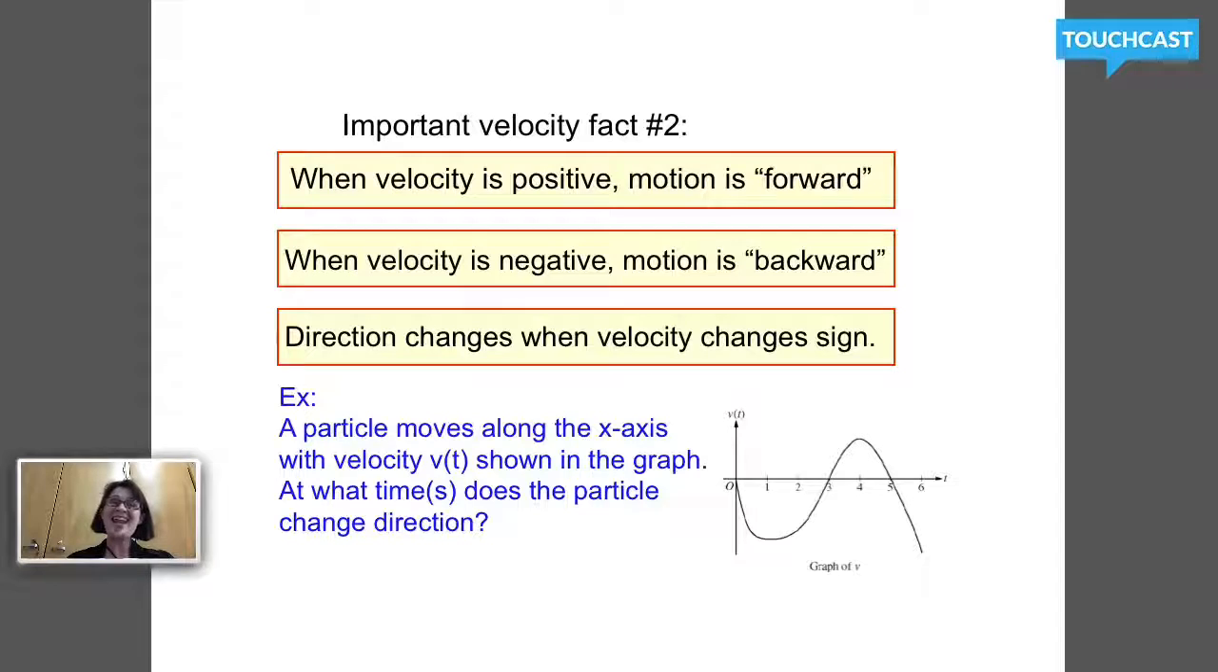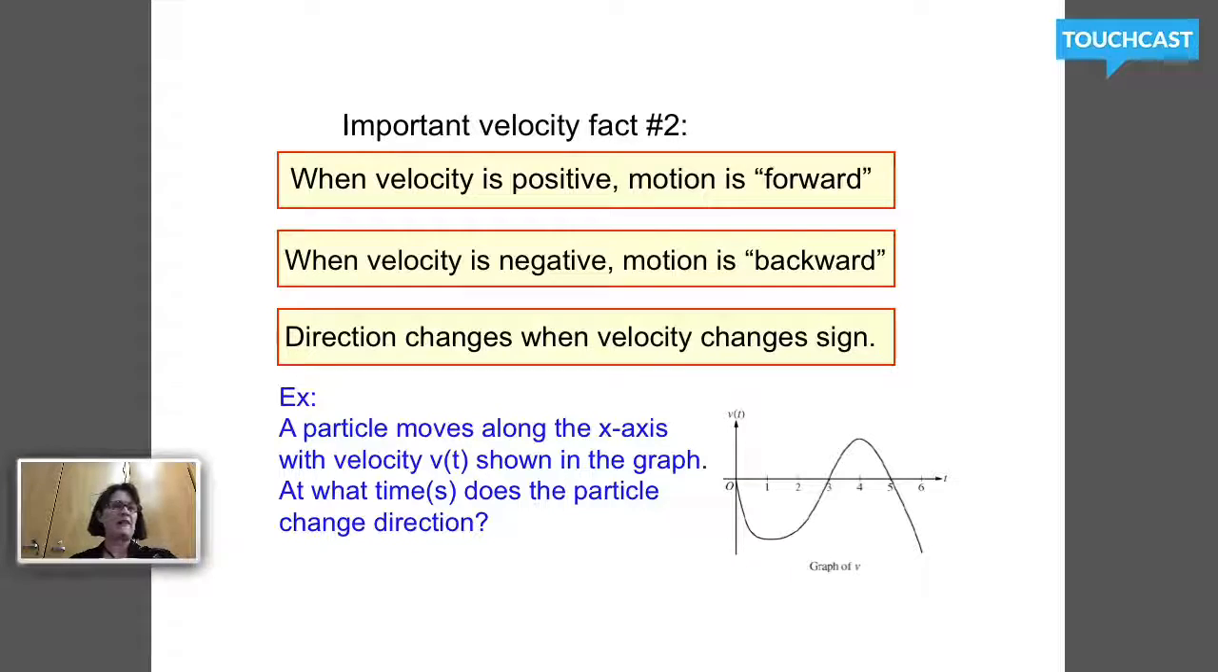When velocity is negative, motion is backward, whatever that would mean in the context. And this is key. You will definitely see this on the AP test. Direction changes when velocity changes sign. So if positive velocity means I was going forward and negative velocity means I'm moving backward, then the moment at which I turn around, it's the moment when velocity changed from positive to negative or negative to positive, and that is velocity changing sign.